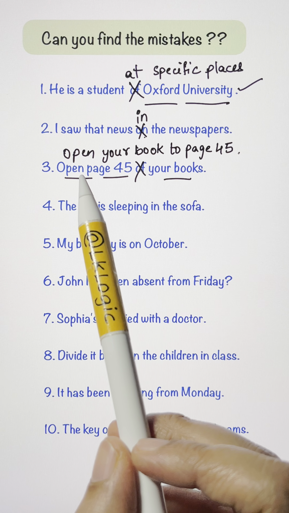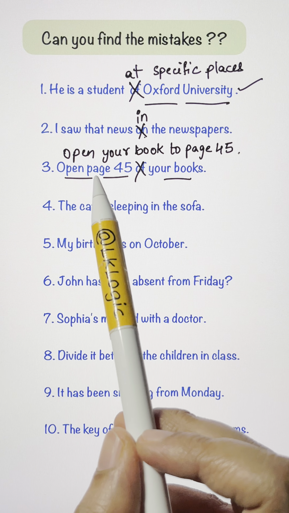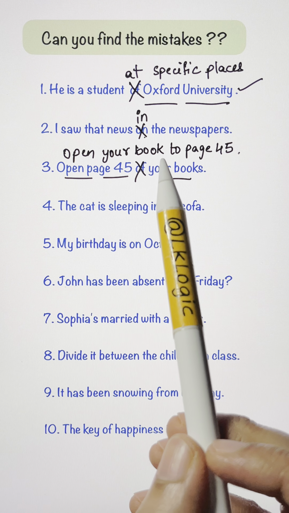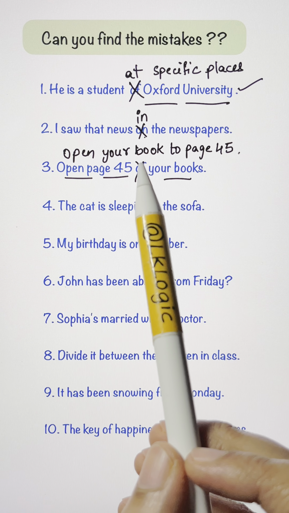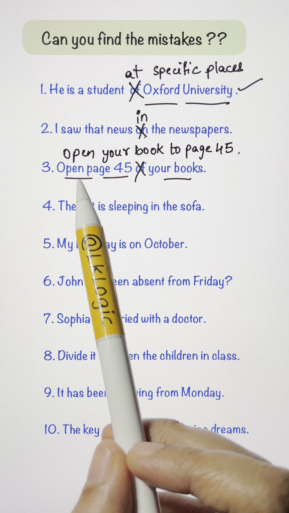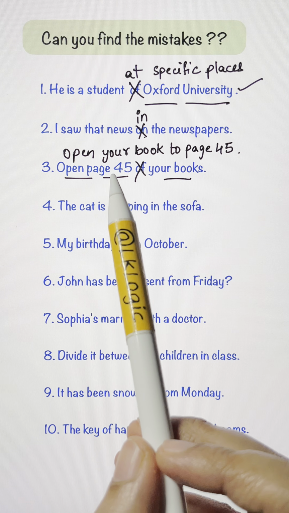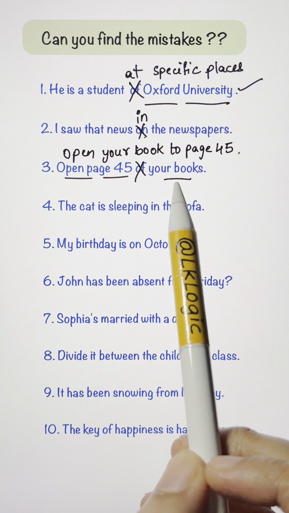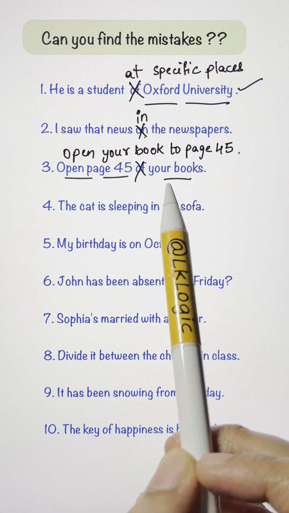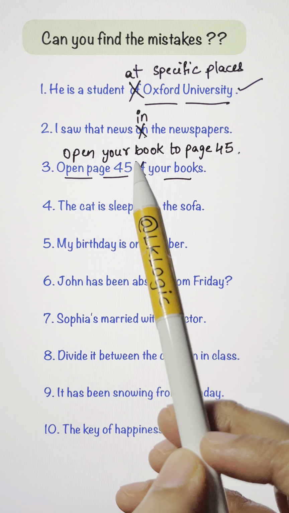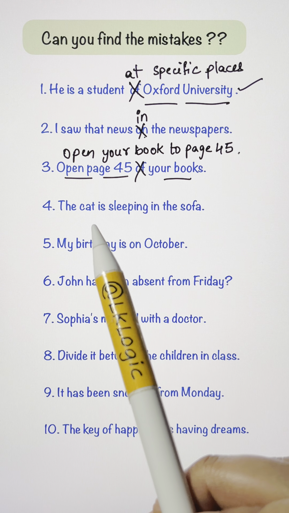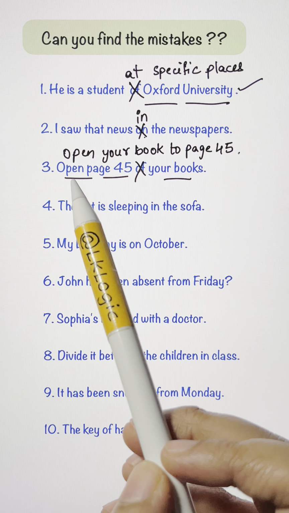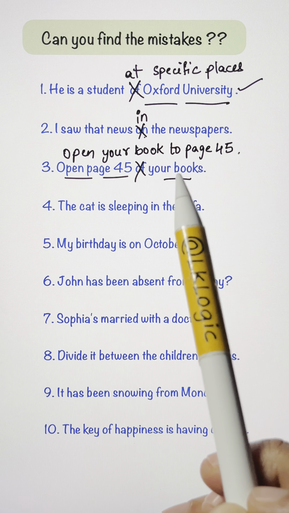Why? Because one does not really open a page. Page is what one looks at when one opens a book. You understood? Pages themselves cannot be opened because they are not closed. It is a book that is closed or shut, and that is what one opens, right? So we say open your book to page 45. Now doubt is cleared. Why don't we say this? Because we don't open a page, we open a book.